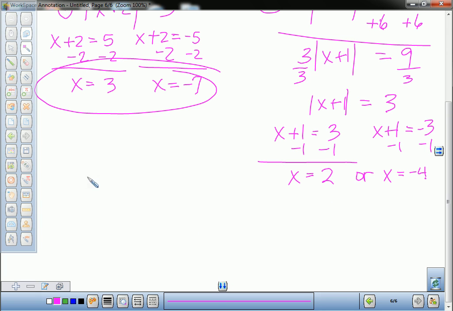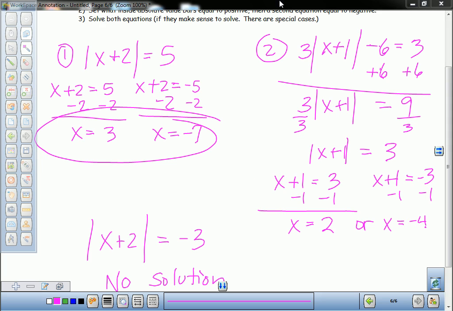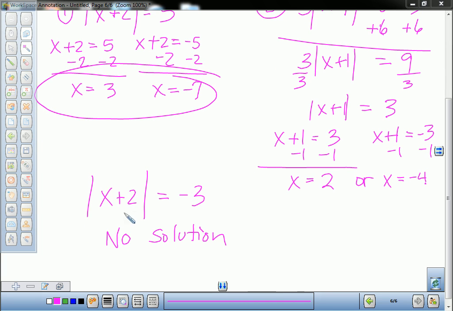Now we can get some crazy things that happen. What if we isolated our absolute value and we got this? The absolute value of x plus 2 is equal to -3. Is there any way for an absolute value to ever equal a negative number? No. So when you get something like this that doesn't make sense, it's not possible for an absolute value to equal a negative. There is no solution. So that's what I was talking about here in step 3. When we start to solve, you only solve the equations if it makes sense to solve. This is one of those special cases that doesn't make any sense. There's no way an absolute value can equal a negative number.